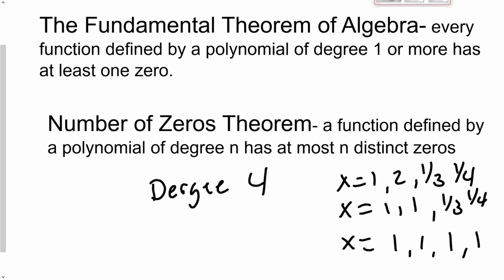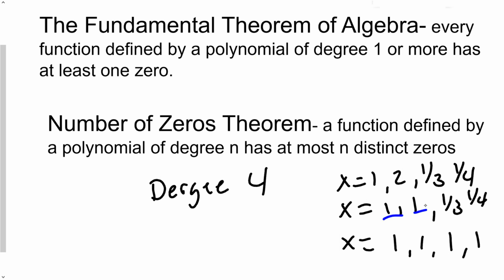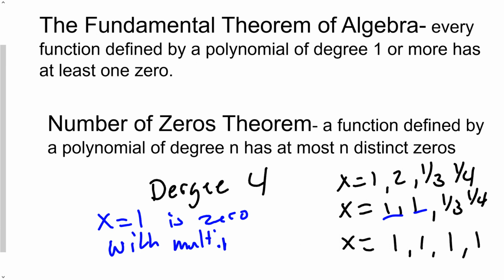When they are the same, so for instance, when these two are the same, we would just say that x equals 1 is a zero with multiplicity of 2, because it's repeated twice. This one would be x equals 1 is a zero with multiplicity of 4. So that's when they have repeated zeros.